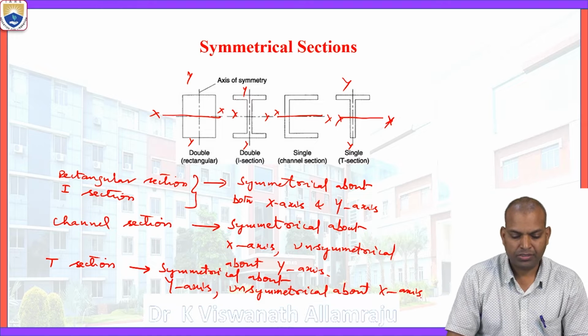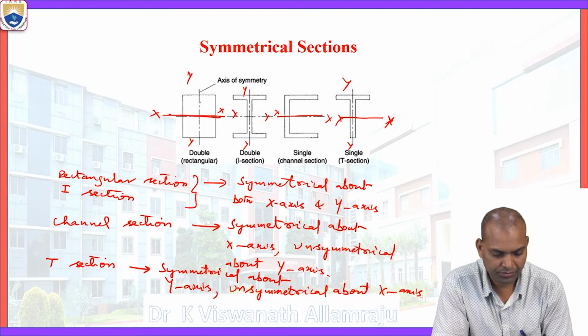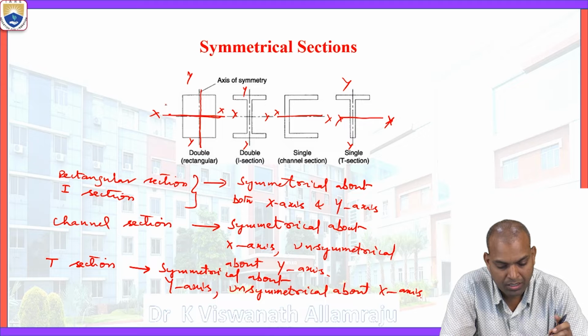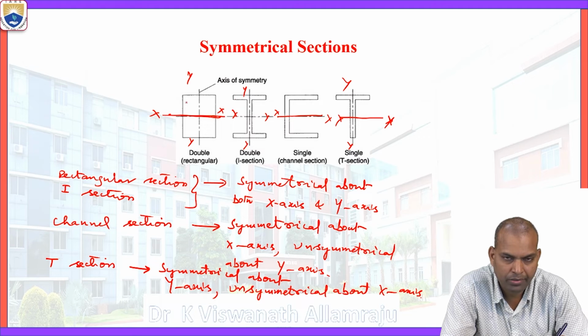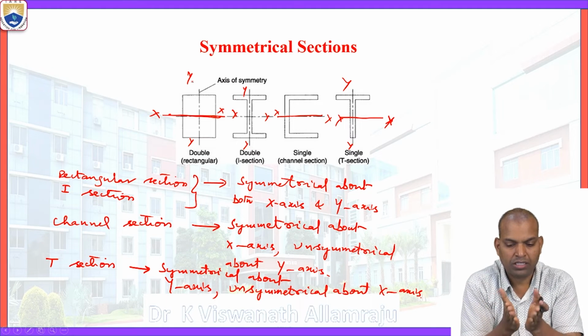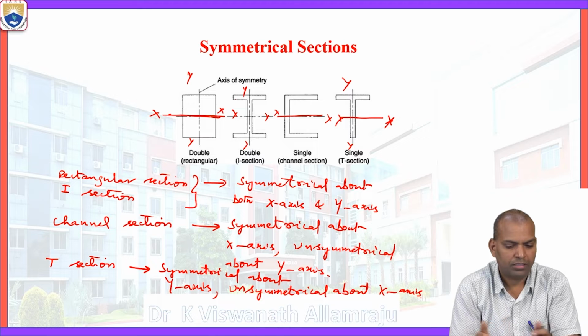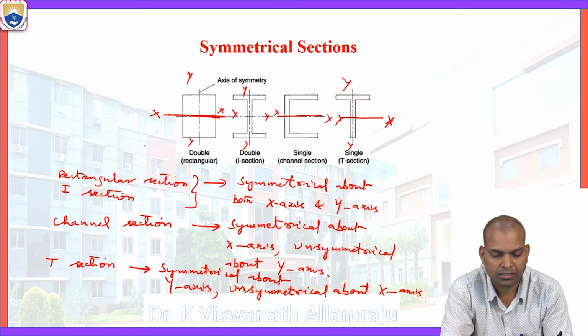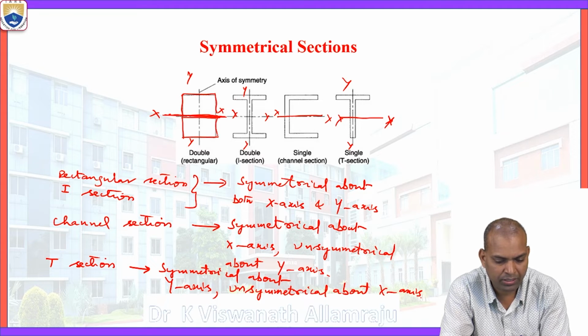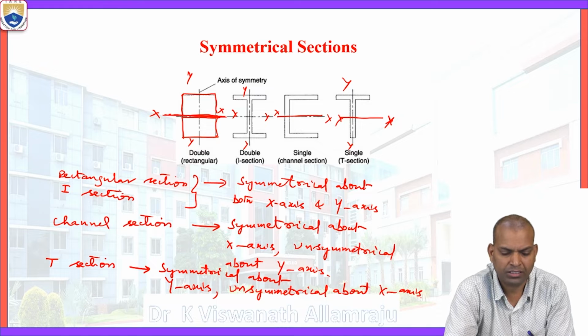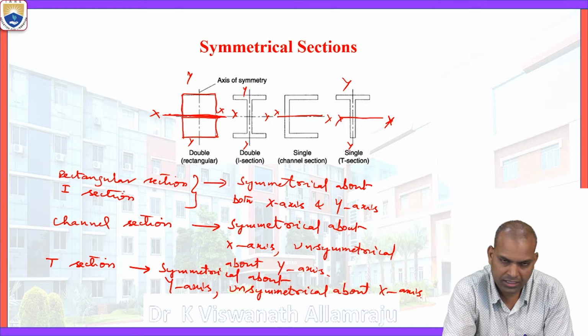Now this symmetry means, if you observe, a rectangular section is symmetrical about both the x-axis and y-axis. How? If we consider the x-axis, and you fold this plane about the x-axis, then equal geometry will be there on both sides. So it is symmetrical about the x-axis. The dimensions of the top side and the bottom are equal, both having equal shape. That is exactly what it means.